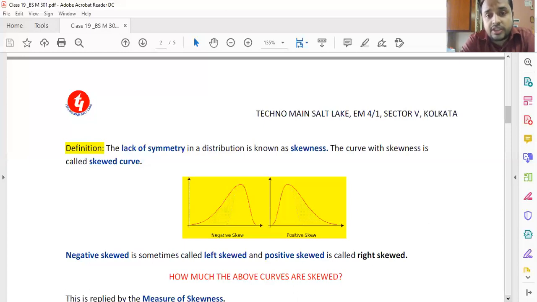If we talk about the standard normal curve, then we say that this curve is symmetric about z equal to 0, because if we standardize this, then the origin shifts to 0, and we name the variable as z. The standard normal curve and the normal curve, both are symmetric. But if the curves are not symmetric, then those curves are called asymmetric curves.